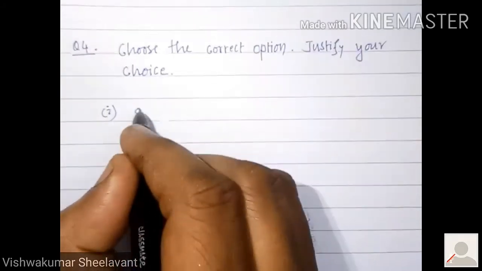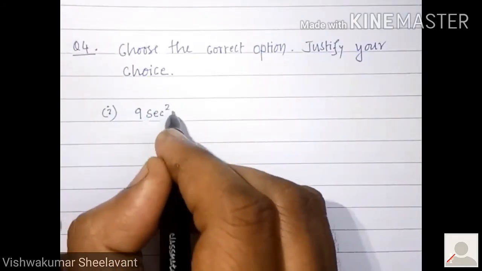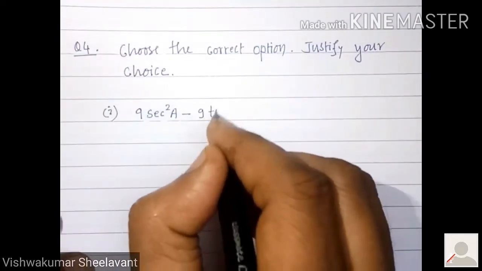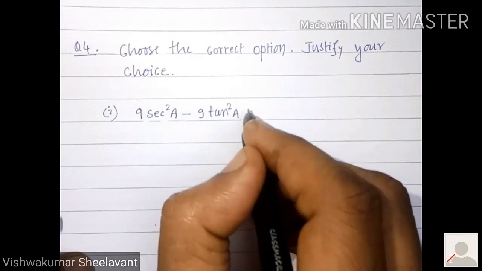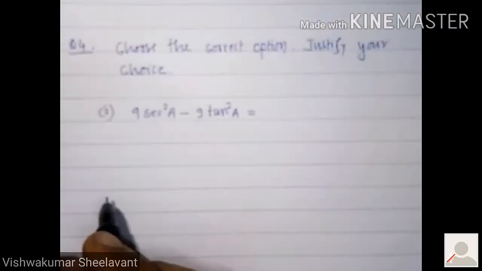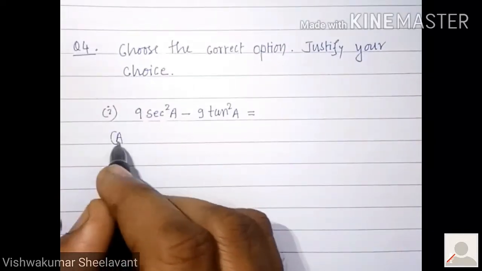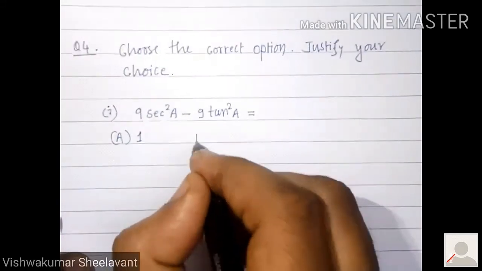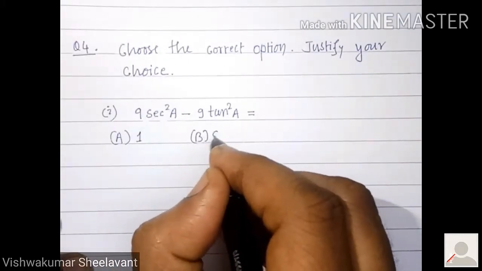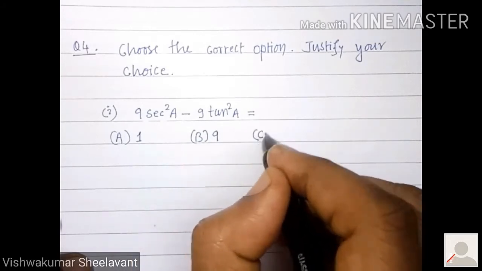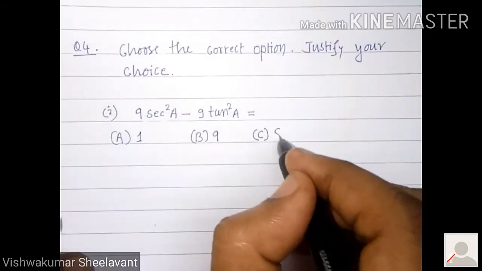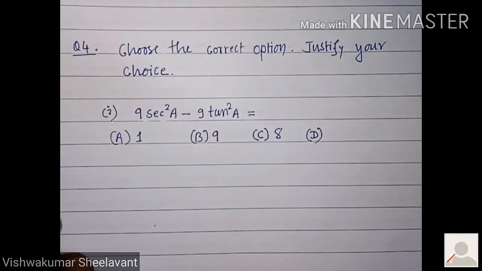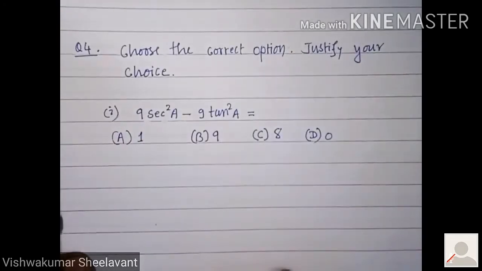First one, 9 into sec square a minus 9 into tan square a equal to. Option a: 1, b: 9, c: 8, d: 0.